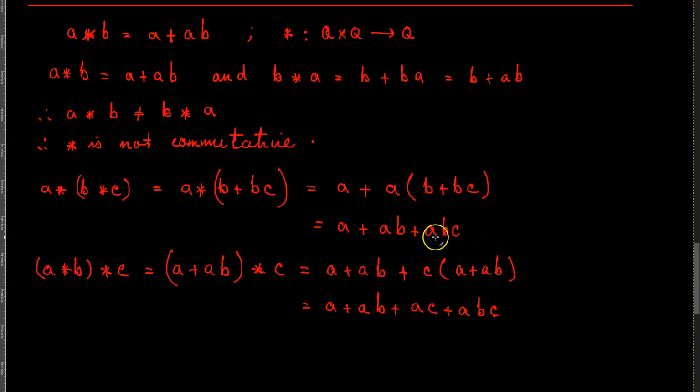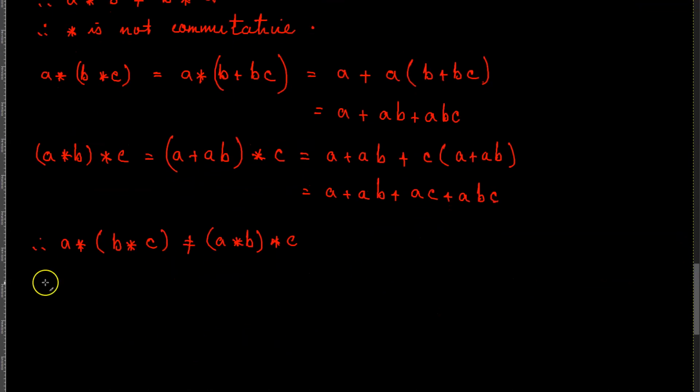And as you can see, of course, a star b star c is not equal to a star b star c, and therefore star is not associative.